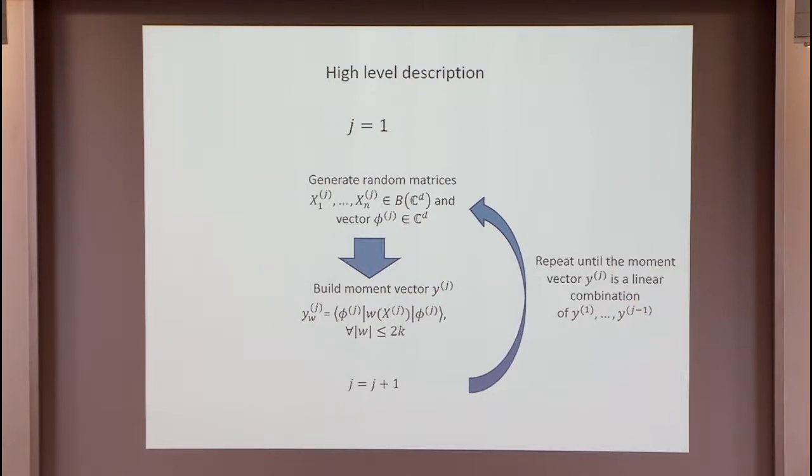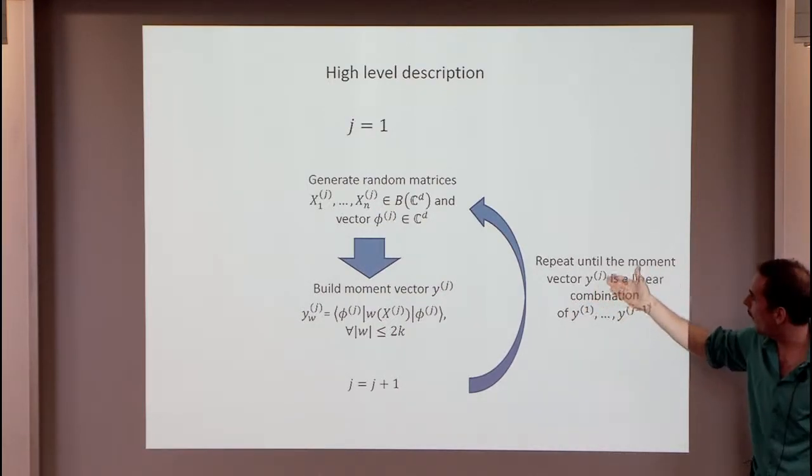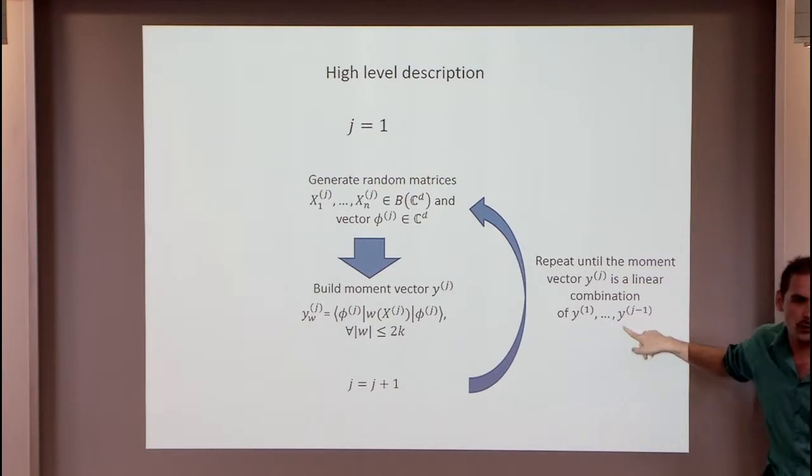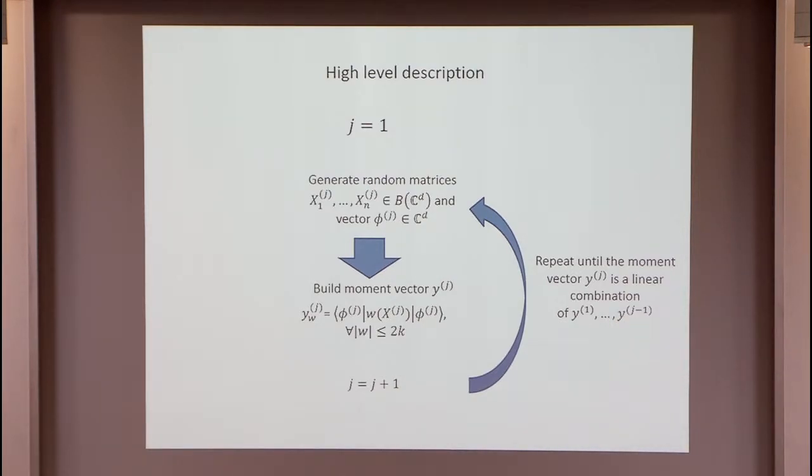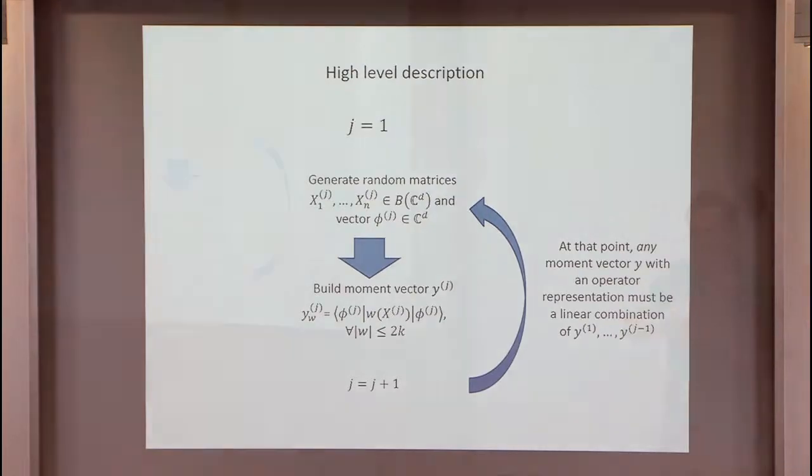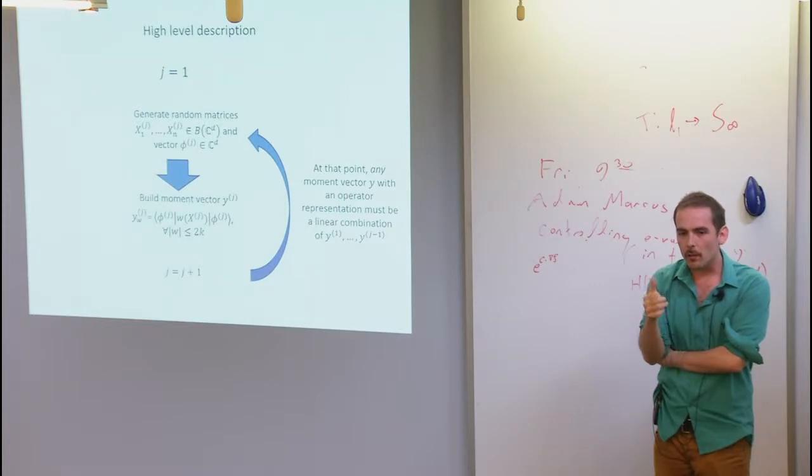Okay, when you choose a random vector, a random moment vector, and it happens to be a linear combination of the things that you generated, it means simply that any random vector, any moment vector, will be a linear combination of the things that you generated. It doesn't really take much to. So what are you actually computing here? I'm generating the span of the.